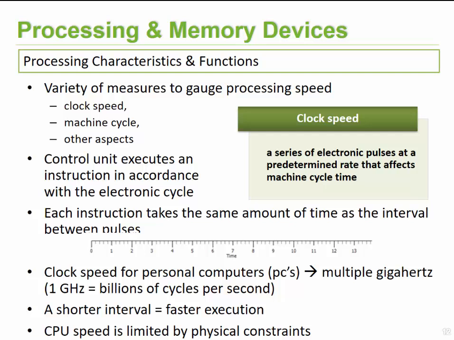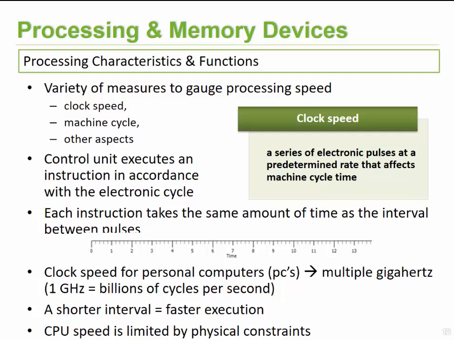So if we look at the definition, it's a series of electronic pulses. Remember, it can either be on or off, a 1 or a 0, at a predetermined rate that affects the machine cycle. So the faster your machine cycle and clock speed, the faster your computer.